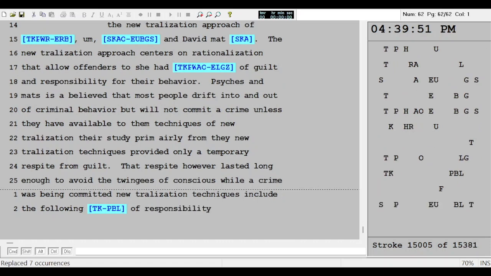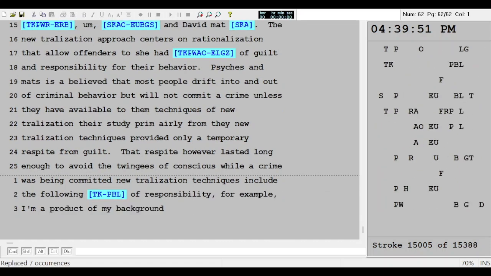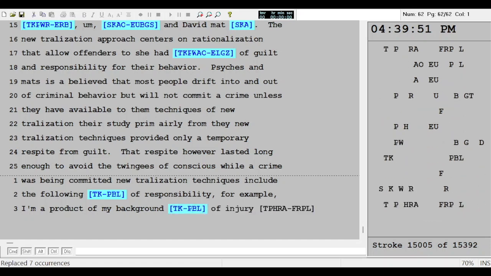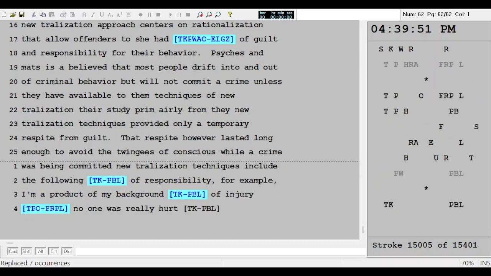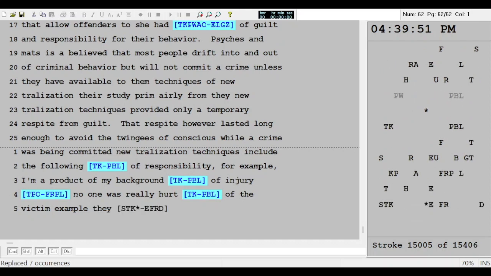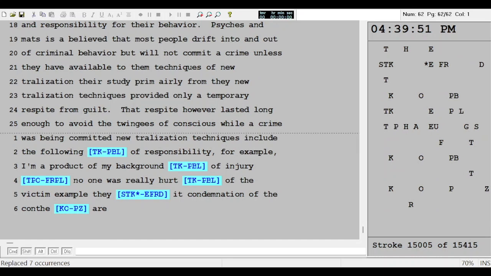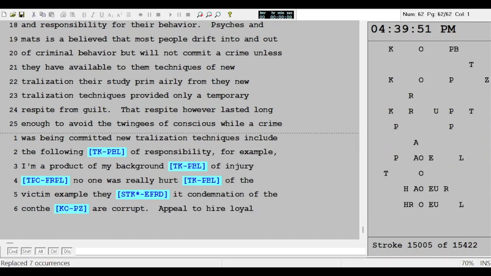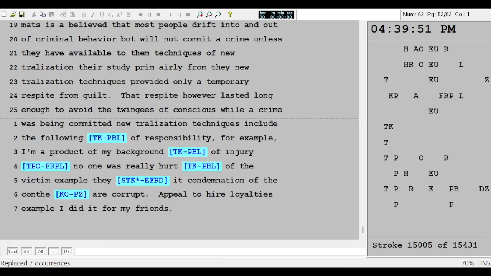For example, I'm a product of my background. Denial of injury. For example, no one was really hurt. Denial of the victim. Example, they deserved it. Condemnation of the condemners. Example, the cops are corrupt. Appeal to higher loyalties. Example, I did it for my friends.